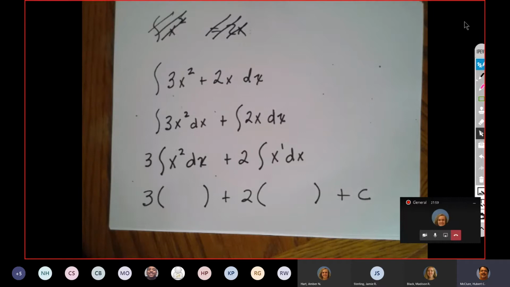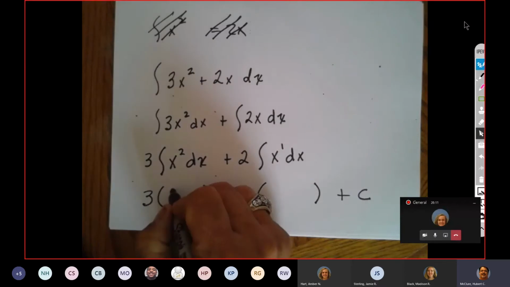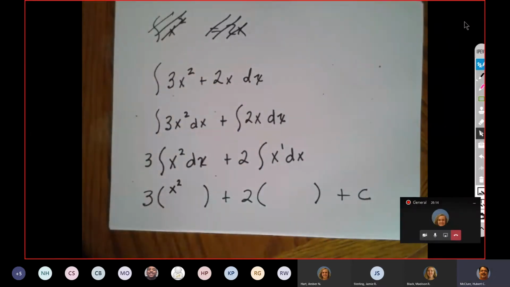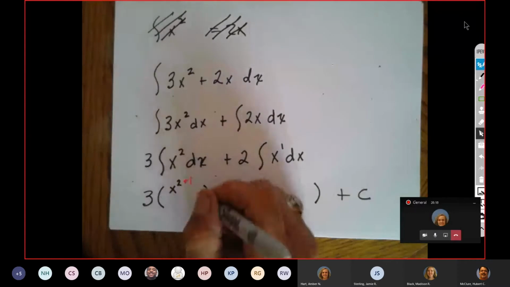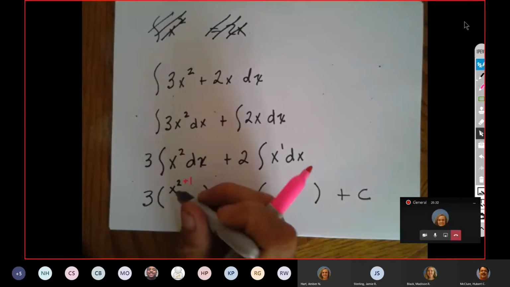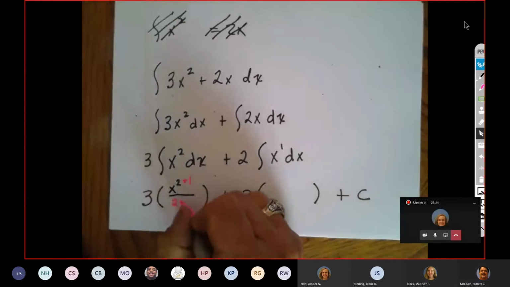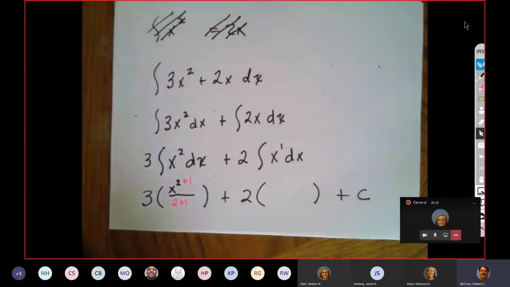All right, so I'm going to use a pink pen. And I like black and pink together, so we're going to use black and pink. And I'm going to put x squared, and then I'm going to put plus 1 over 2 plus 1. And that's the integration.